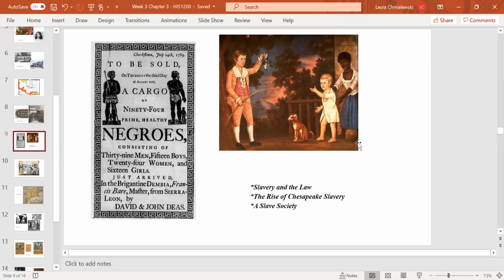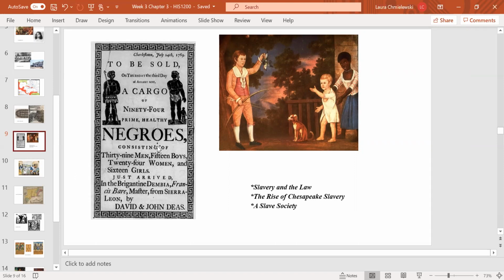I already talked about the rise of slavery in the Chesapeake, the dropping off of indentured servants, and also the ramping up of the kidnapping and selling of Africans in coastal cities of West Africa. And here you can see an advertisement for a cargo of human beings to be sold in a colonial city. I believe it was Charleston in 1769, a cargo of 94 prime healthy.